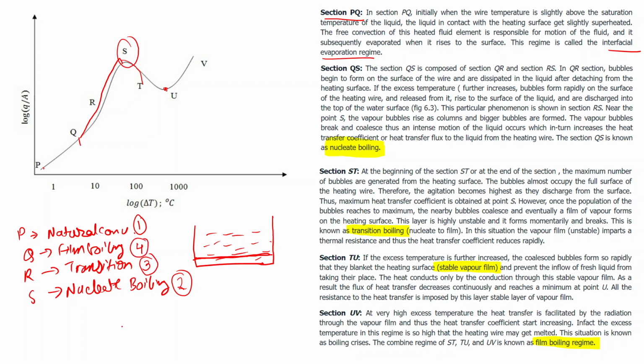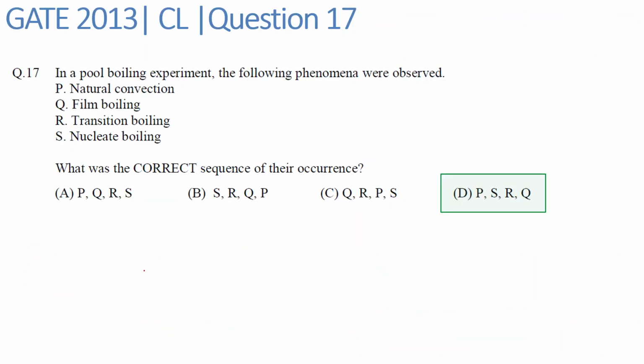So to arrange them, the order will be P, S, R, and Q. Initially we will be having natural convection, then nucleate boiling, then transition boiling, and then at last film boiling. So from the given options, we can select the option corresponding to the sequence of P, S, R, Q, that is option D, which is our correct answer.